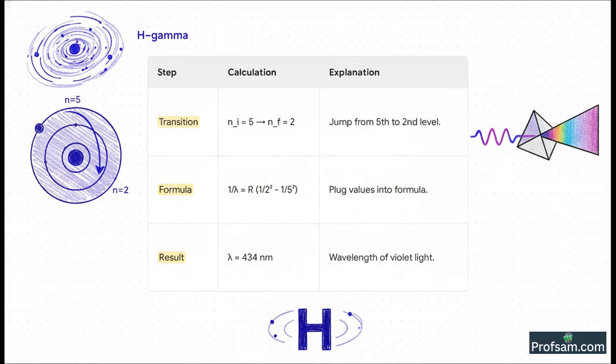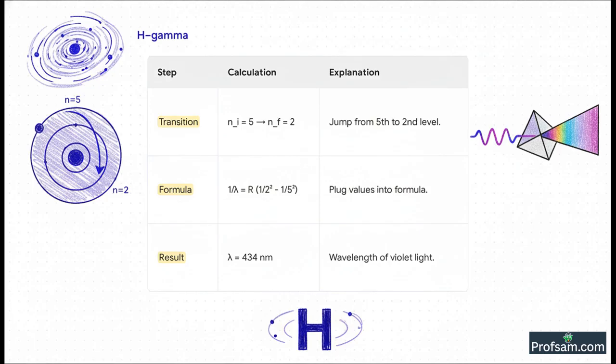Imagine the exam question asks you to find the wavelength of the H-gamma line. Now first, what does H-gamma even mean? Well, it's a code. The H stands for hydrogen. And for any series, the lines are named with Greek letters. The first is alpha, the second is beta, the third is gamma, and so on. So, H-gamma is the third line of the Balmer series.